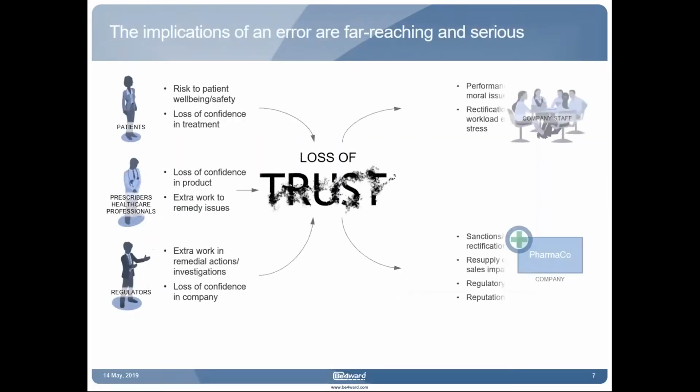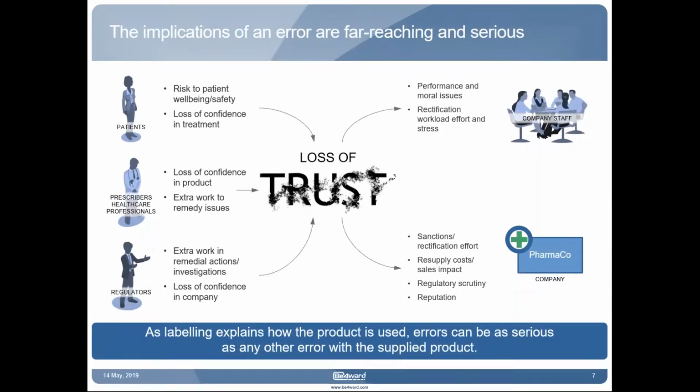Let me just bring through the animation on this slide. So when things go wrong, the implications can be far-reaching and they can be serious, as we've touched on already. There's implications on the patients. There's implications on the healthcare professionals. And there's obviously implications on the external health authorities and regulators that you're working with.